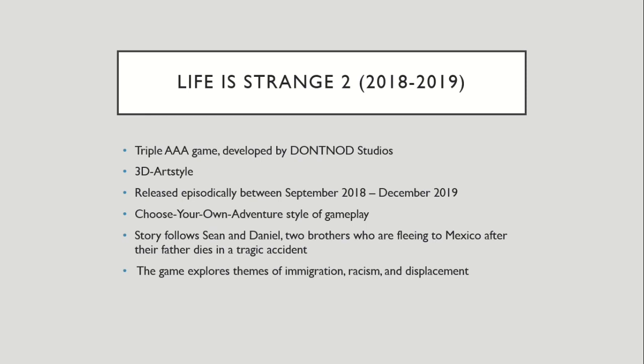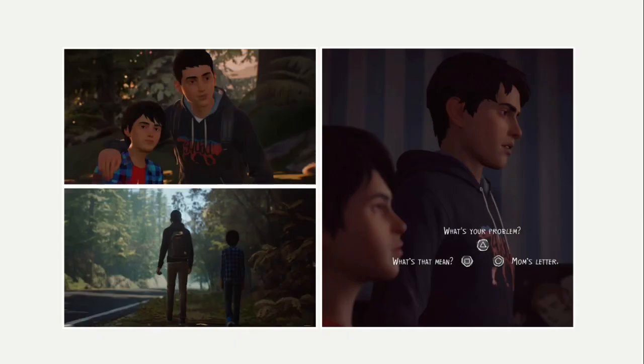Now, what's interesting about Life is Strange 2 is that it's a choose-your-own-adventure style of gameplay, meaning that the actions that you make in the game have an impact on the outcome of the story. And in this case, we play as two immigrants, Sean and Daniel, two brothers who are fleeing to Mexico after their father dies in a tragic accident. So this game explores themes of immigration, racism, and displacement. Again, through the eyes of these two brothers.